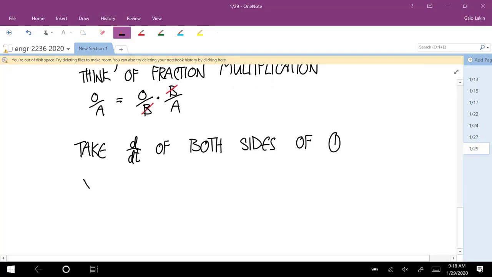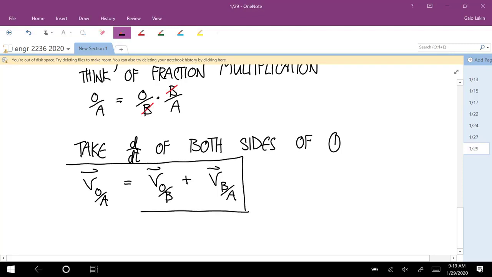And you get the velocity relative motion equation that says the velocity vector of the object relative to coordinate system A is equal to the velocity vector of the object relative to B plus the velocity vector of B relative to A. That's the velocity relative motion equation.